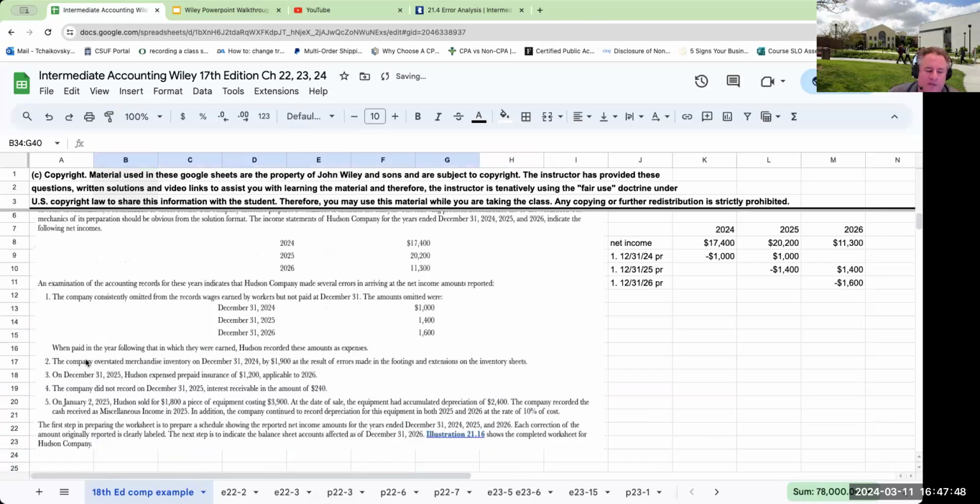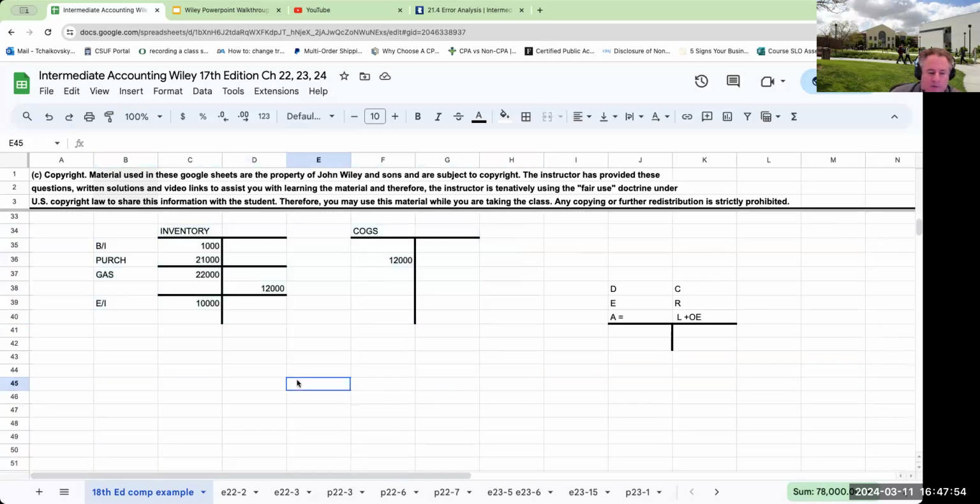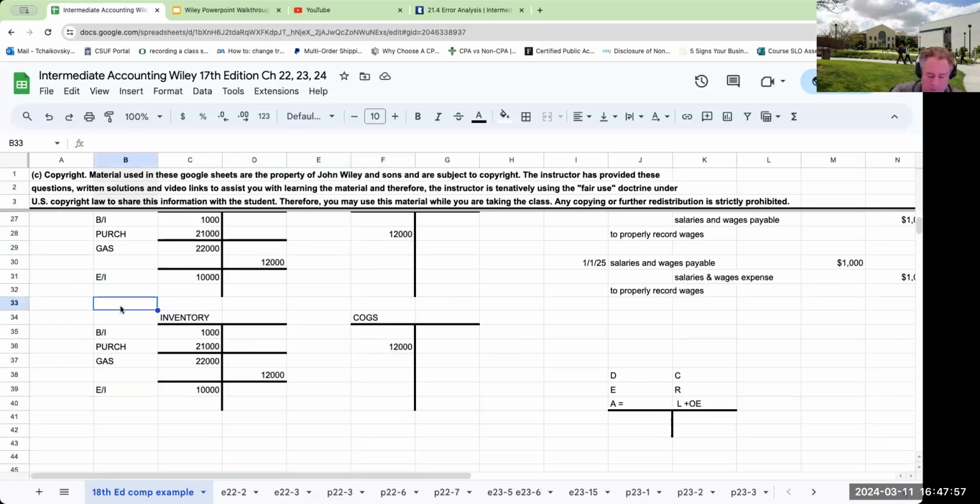If in fact it says the company overstated merchandise inventory by 1,900, so now we overstated inventory. Instead of being 10,000, which was the overstated amount, it was overstated by 1,900, so the correct amount should be 8,100. What's going to be the impact on cost of goods sold? My cost of goods sold is now going to be 13,900, or an increase of my expenses.